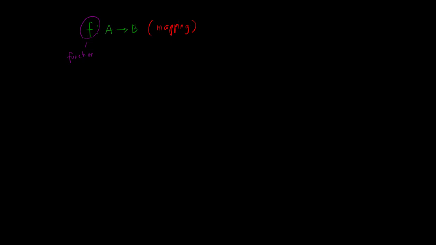The first letter after the colon is the domain of the function, while the second letter means the codomain of the function. So it means to say that the function f is a mapping from the domain to the codomain.